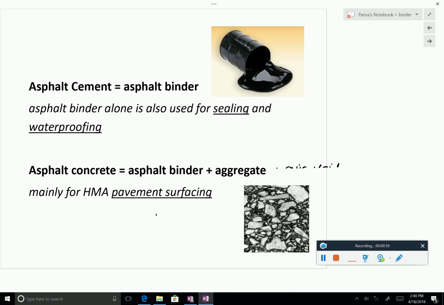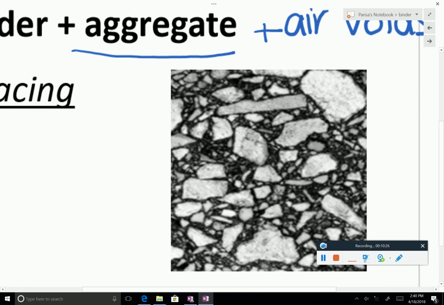asphalt concrete is what people refer to as asphalt, and that's a combination of asphalt binder and aggregate, and also actually air voids. And that's the material you see on the road. And sometimes people call this AC. Right? And this is how it looks like.